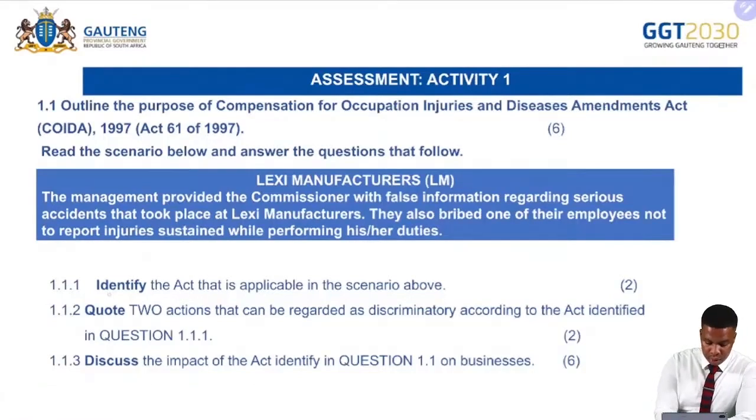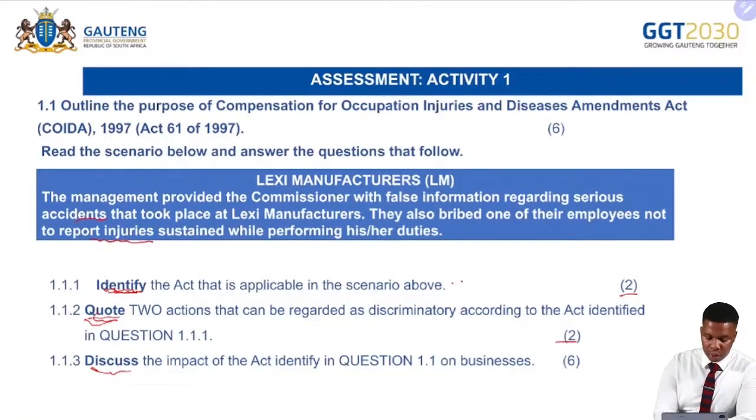Now, the verbs used here, they tell you the type of question. Even the mark allocation gives you an indication. So when we are looking into identify, this is low order, code is low order, but discuss is considered to be middle order. So you are just expected to identify, and because you see the issue of accidents, because you see the issue of reporting injuries, you should know that the act applicable there, which is compensation for occupational injuries and disease, that's COIDA.